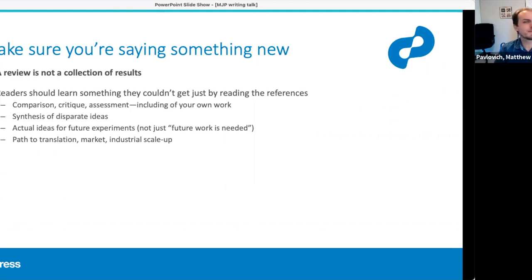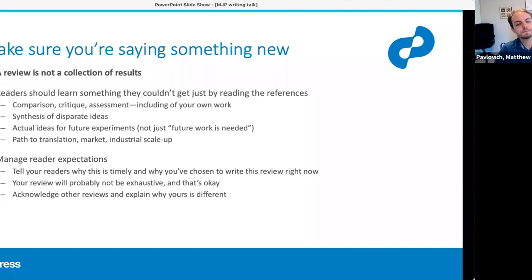This is something that is maybe uniquely interesting to me as an applied biology journal editor: path to translation, market, scale up. We have all these great things we're developing in the lab, and maybe it works at 100 milliliters, and maybe to make it industrially meaningful, it needs to work at hundreds of thousands of liters. So how do we get there? Again, you're the expert, maybe you can hypothesize.